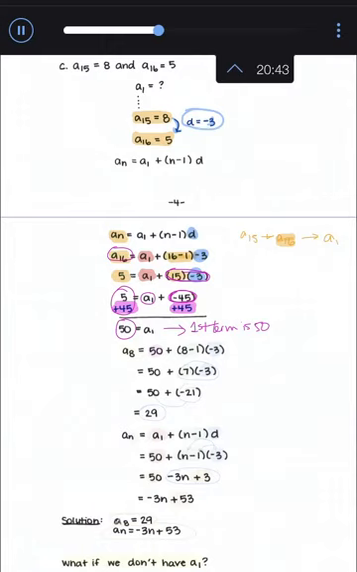The first thing they wanted us to find was the 8th term, remember? The formula says to take your first term, which we just found was 50, and for the 8th term, we do n minus 1, which is 8 minus 1 is 7, times your common difference, which is -3. So 7 times -3 is -21. Added to your first term, 50, that gives you 29. So that's your 8th term.